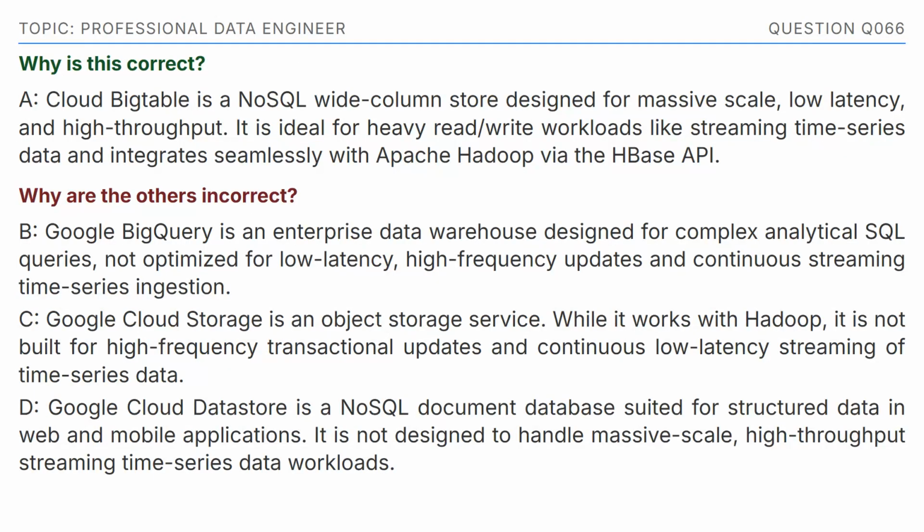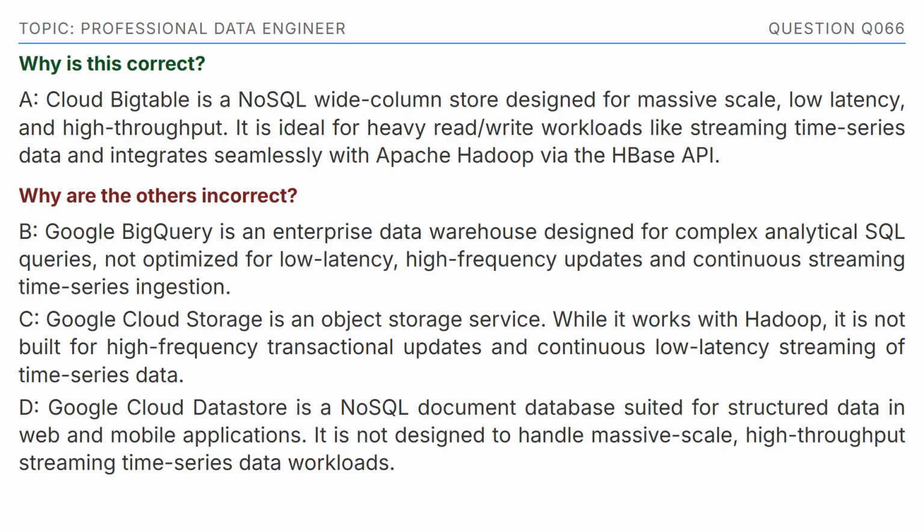Why is this correct? A. Cloud Bigtable is a NoSQL wide column store designed for massive scale, low latency, and high throughput. It is ideal for heavy read/write workloads like streaming time series data and integrates seamlessly with Apache Hadoop via the HBase API. Why are the others incorrect?